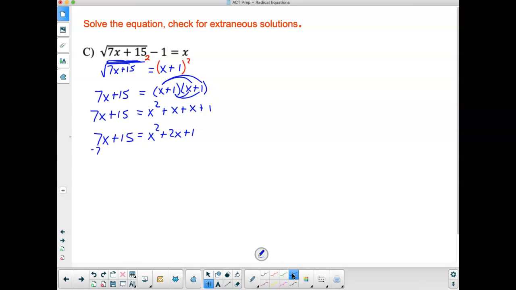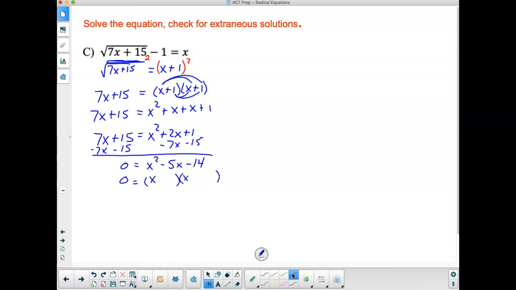I got to subtract my 7x over, subtract my 15 over. So minus 7x minus 15. I get 0 equals x squared minus 5x minus 14. Now, because I have a quadratic function, I'm going to try to factor that little bugger. And does it factor? Why, yes it does.